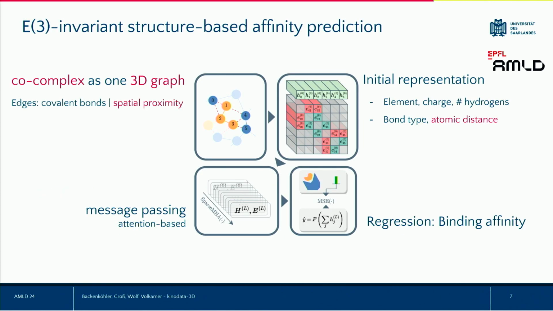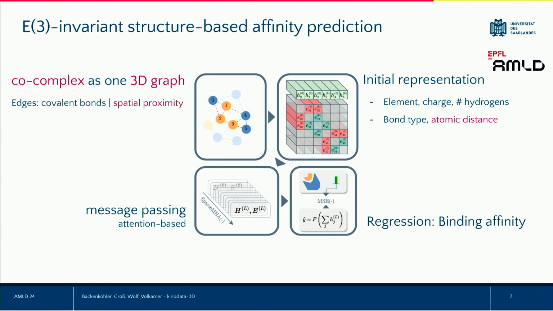So let's first look at the more interesting structural model. This takes the co-complex of the ligand and the protein and has two types of bonds essentially. We have the covalent bonds, the molecular bonds, and we have the interactions by spatial proximity. So we take an interaction radius of 5 angstrom and add edges within this radius.